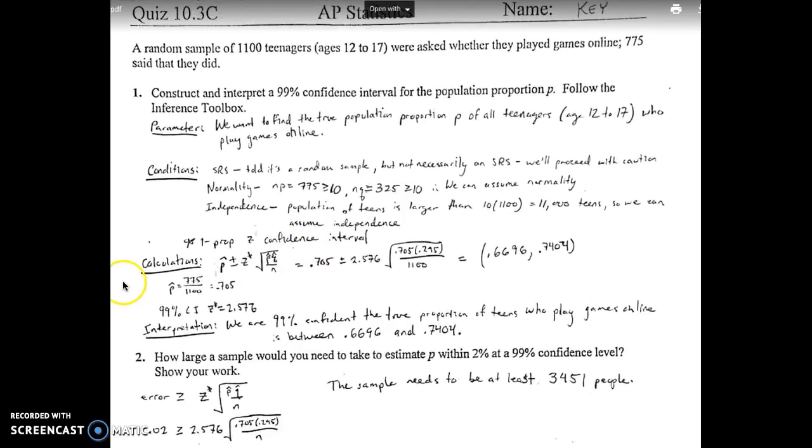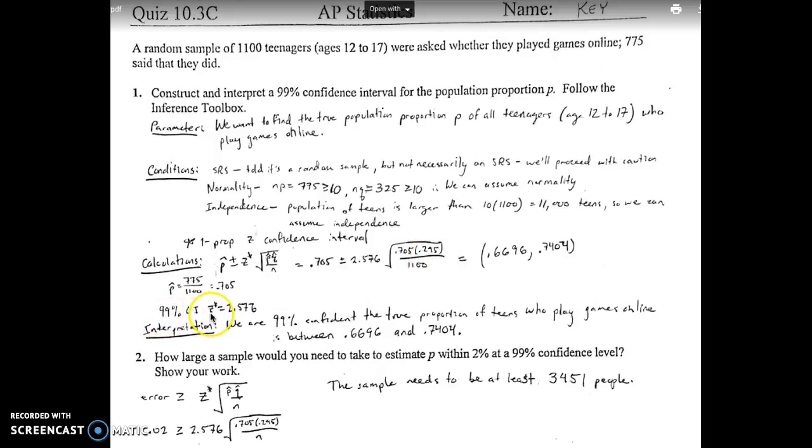Step 3, the calculations. The formula, you want to write that first: p hat plus or minus z star times the square root of p hat q hat over n. We're going to list how we calculate stuff. P hat is 775 over 1,100, which is 0.705, and q hat is just 1 minus this value. You'll see later I got 0.295 when I did that.